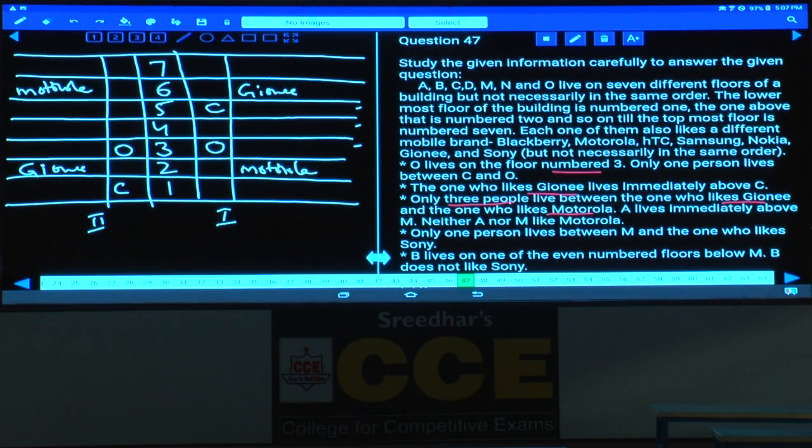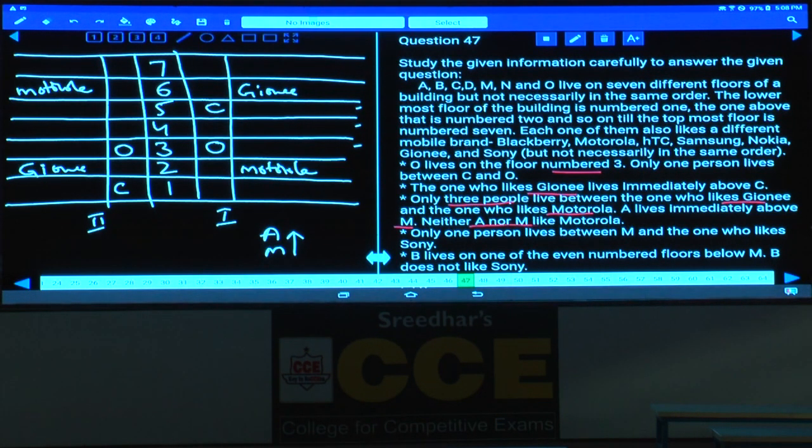3 persons between Gioni and Motorola. A lives immediately above M, isn't it? Now in the first case, how many possibilities do we have? 2 cases. A can be either on the 2nd or on the 7th floor, isn't it? Because A and M are 2 adjacent places. A lives immediately above M.